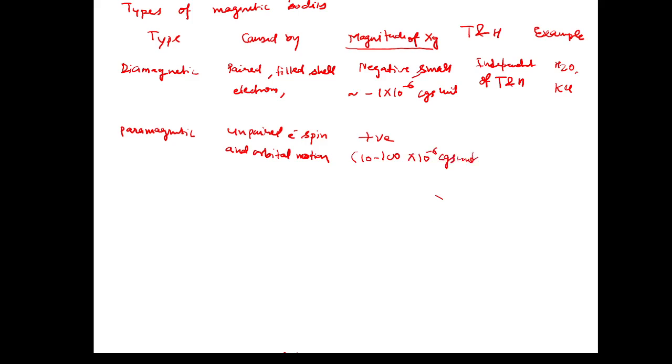Now, how will it vary with temperature? They are independent of H, but their chi value is proportional to 1 by T. Examples are any low spin complex, like suppose I take chromium H2O6 SO4. So this is a paramagnetic substance.